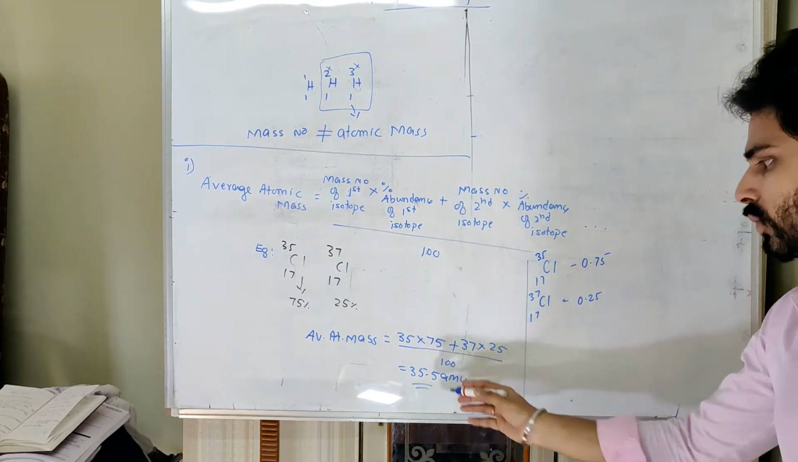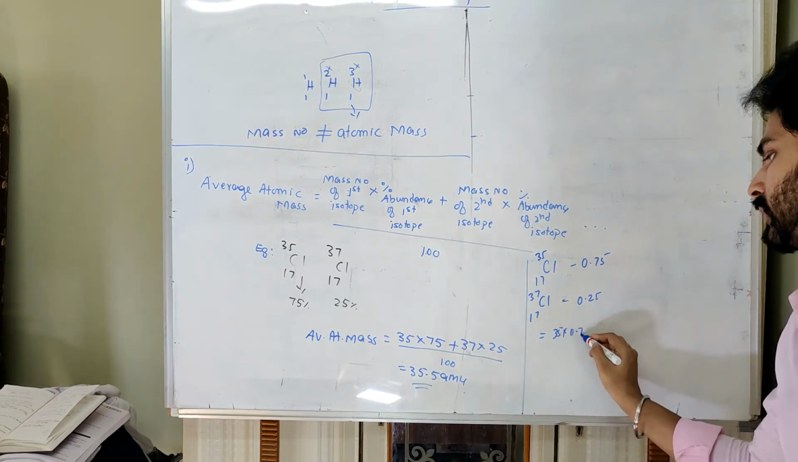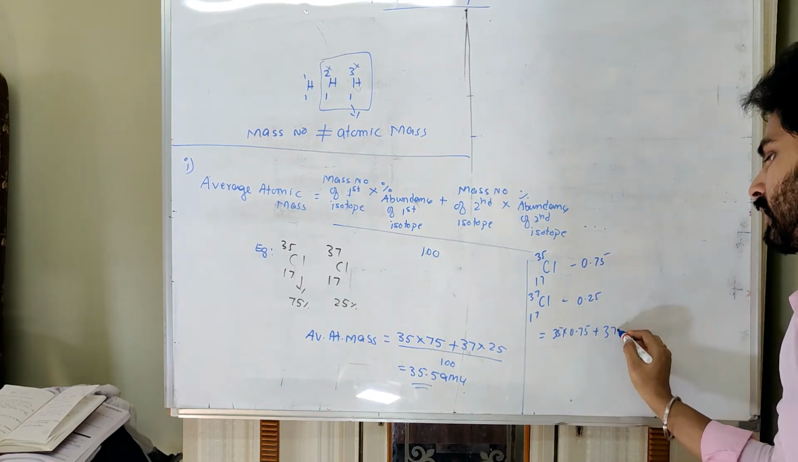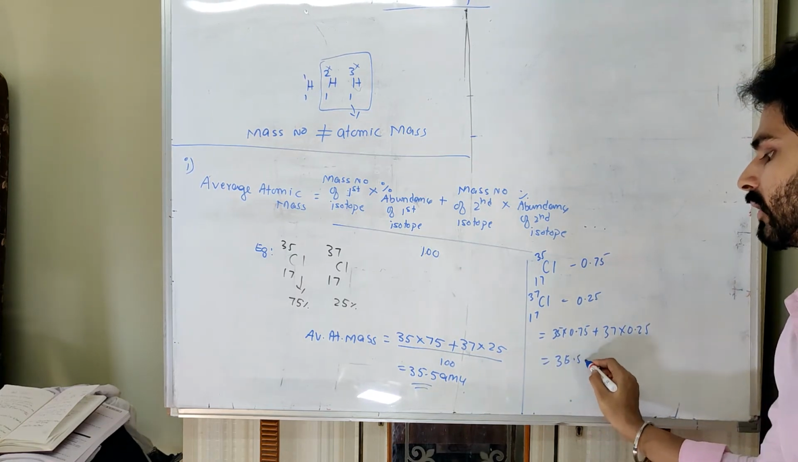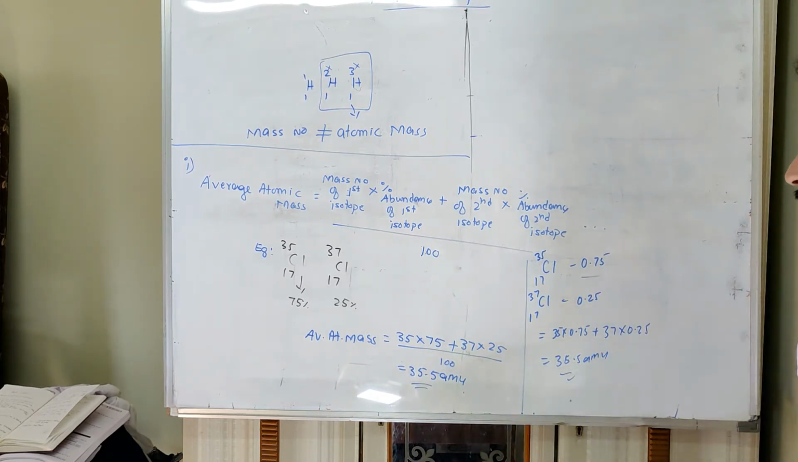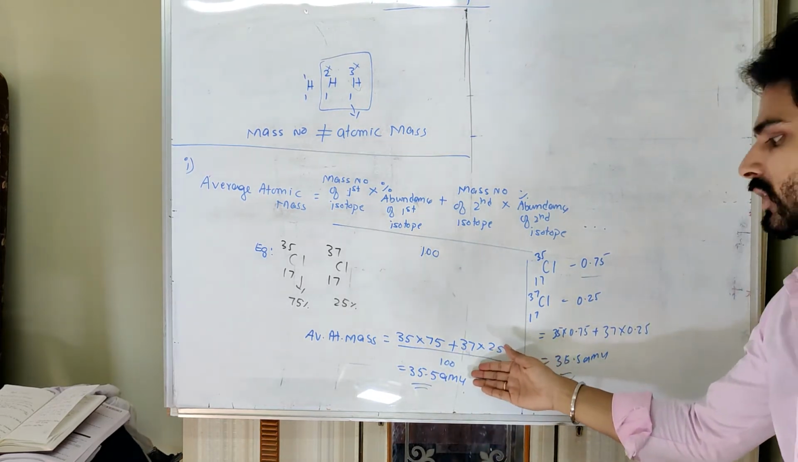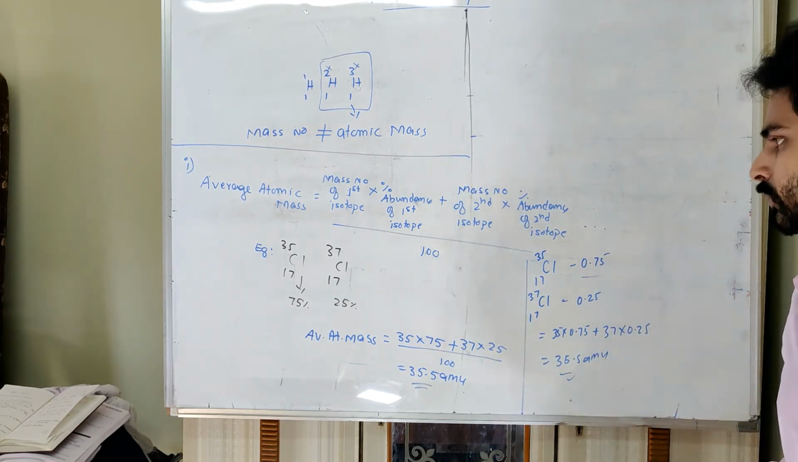So in this case, you need not divide with 100. You can simply take 35 into 0.75 plus 37 into 0.25. This will give us 35.5 AMU. So it all depends on whether the ratio is given or the percentage is given. If percentage is given, then you can go with this. If the ratio is given, then this can be used.